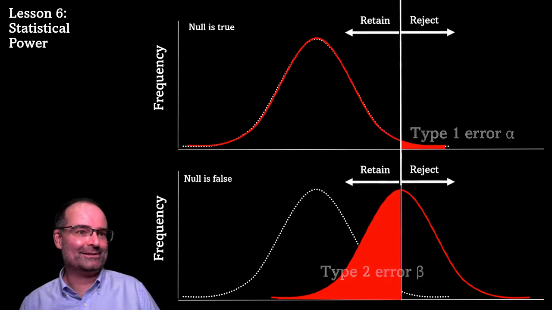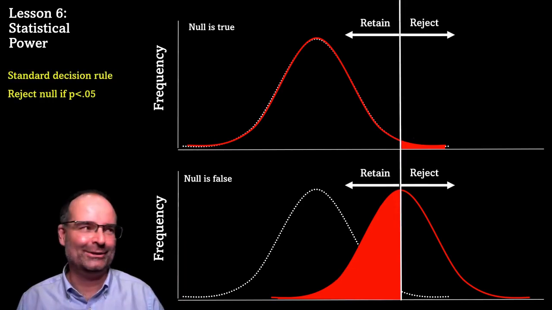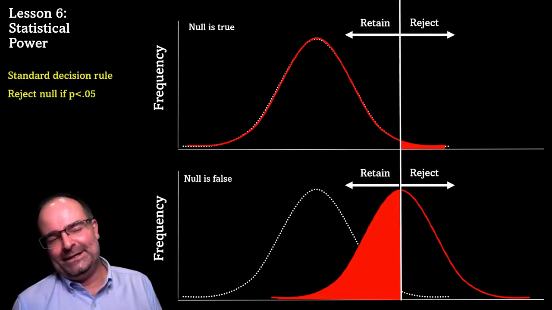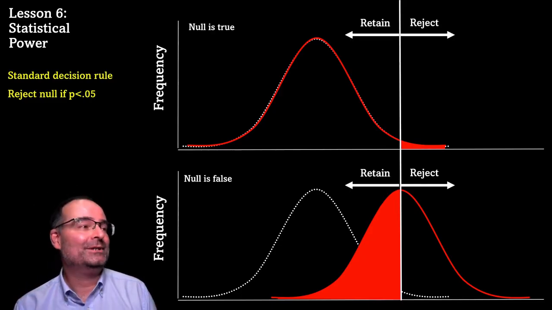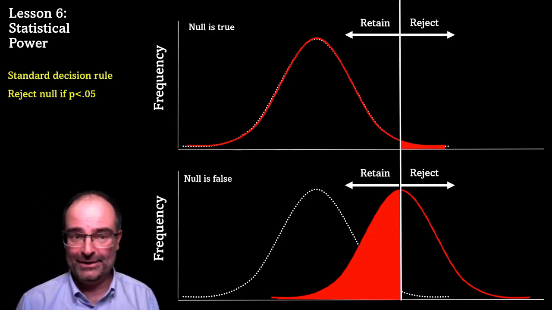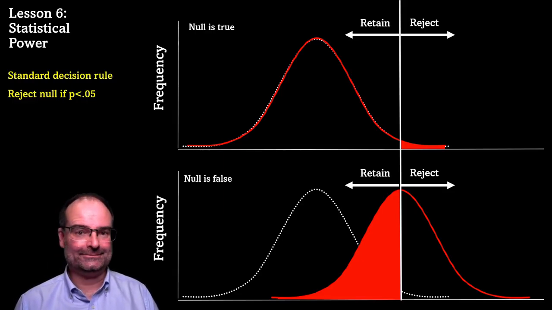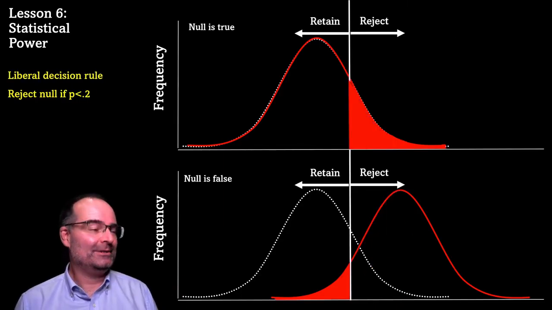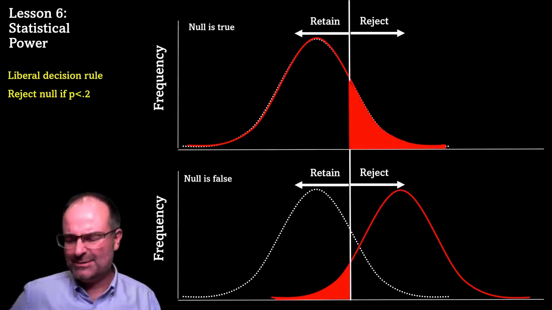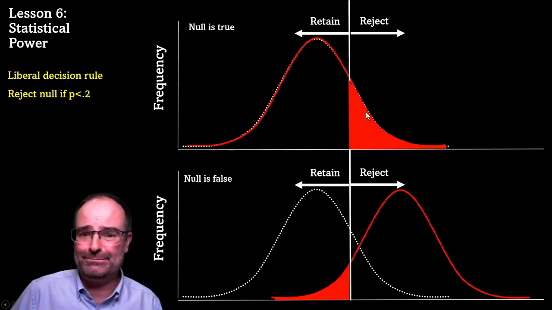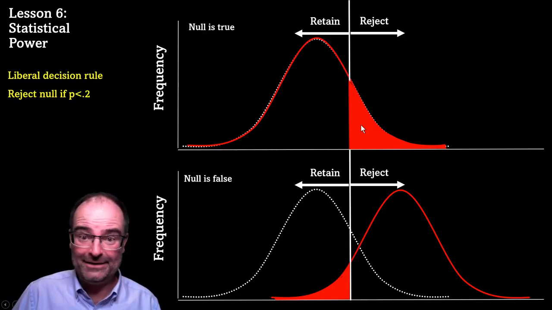I'm getting confused now what slide I'm on, but let me go through that slowly. This would be our standard decision rule. Reject the null if p is less than 0.05, right? That's what it looks like. Let's say we become more liberal, okay? We reject the null if p is less than 0.2. Our type 1 error is blown out to 0.2. Wow. So 20% of the time when nothing's happening and the null is true, we're going to reject the null.